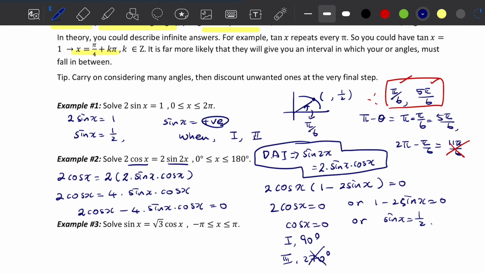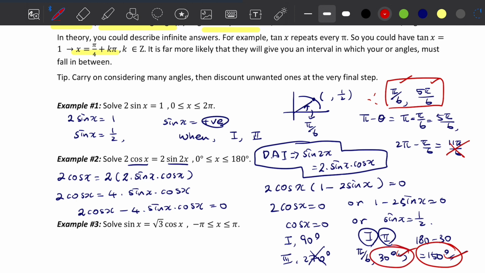When we have sine x equals 1 over 2, we know that sine x has positive values in the first and second quadrants. In the first quadrant, pi over 6, or 30 degrees, has 1 over 2 as its sine value. In the second quadrant, using the reduction formula, 180 minus 30 equals 150, which is less than 180 degrees. So these two are also answers. Our answers are 30 degrees, 90 degrees, and 150 degrees.